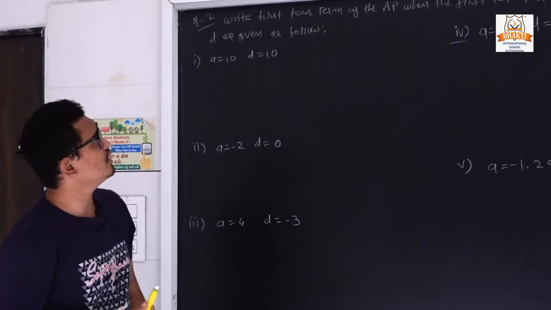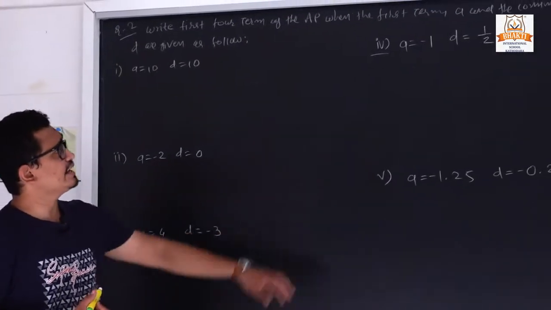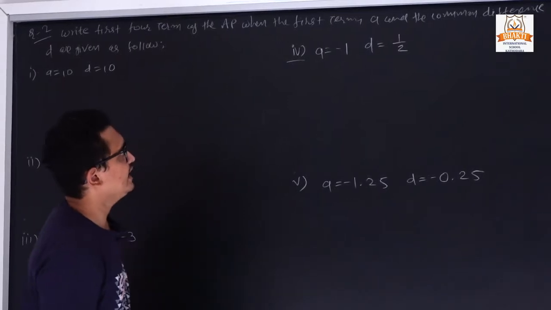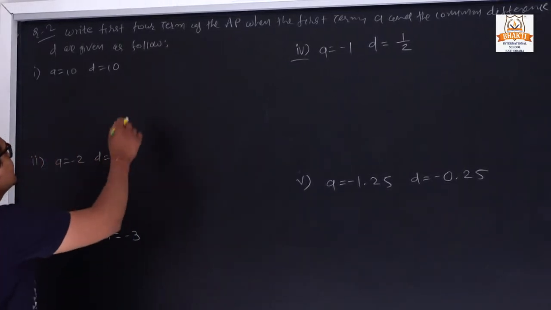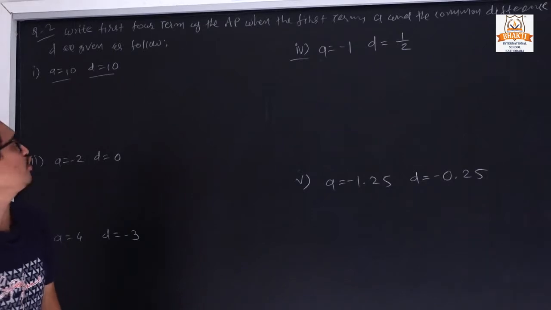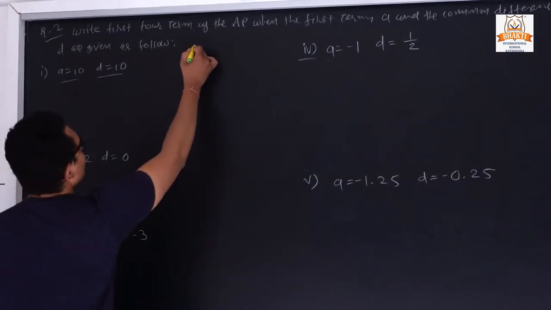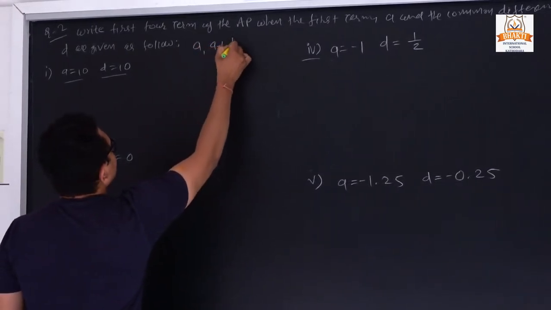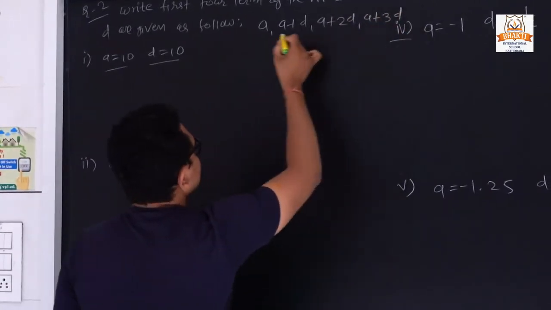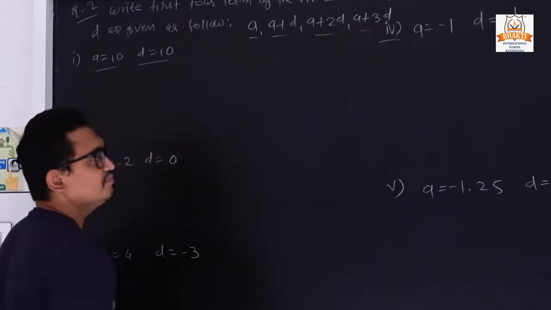Question number 2 from 5.1. Write the first 4 terms of the arithmetic progression. AP means arithmetic progression, when the first term A and the common difference D are given. So A and D are given and we need to find the first 4 terms. So what is our form? A, A plus D, A plus 2D, A plus 3D. So the 1st, 2nd, 3rd and 4th terms.